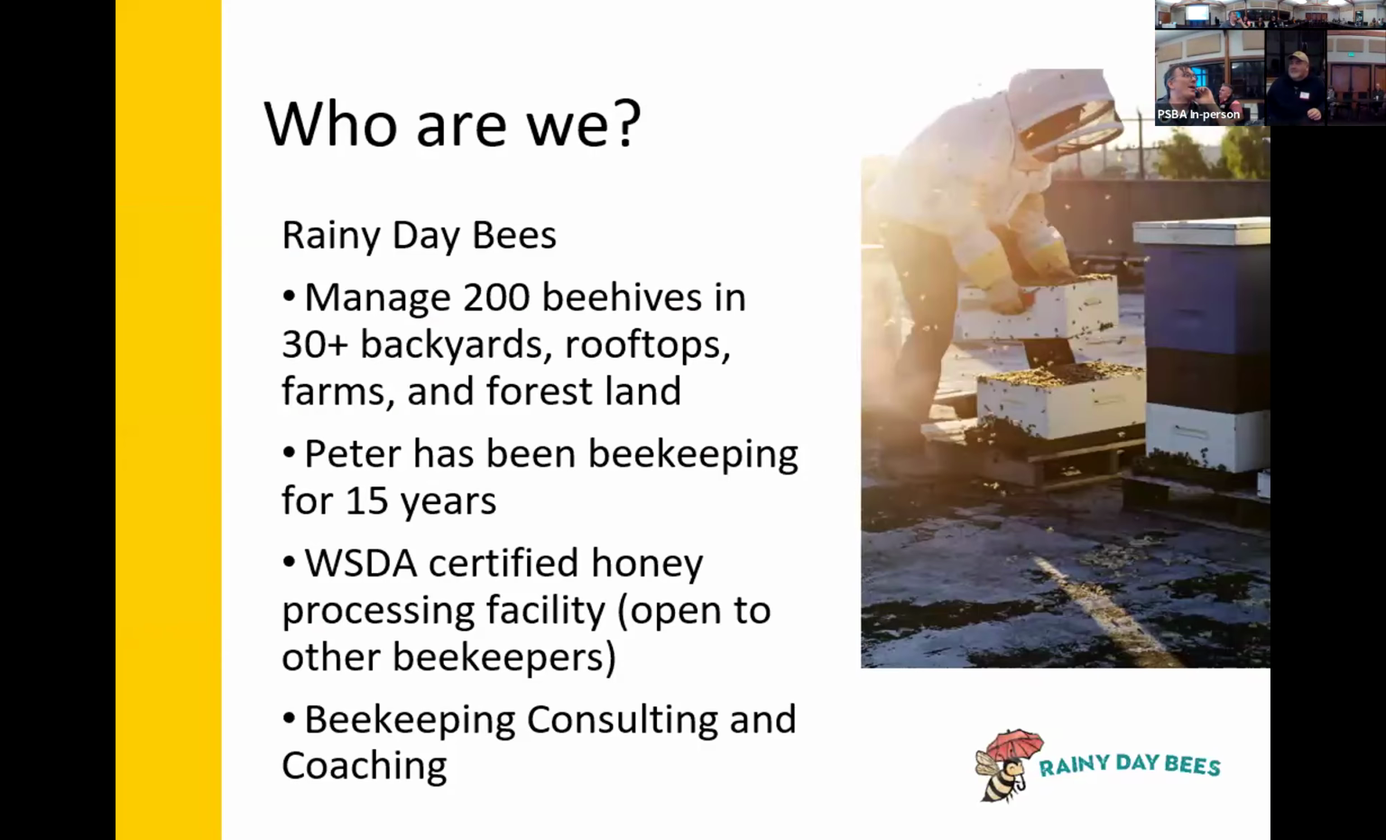So, Rainy Day Bees, we are located here in Seattle. Our headquarters is in Shoreline. We manage 200 beehives. About a third of those are in urban backyards and rooftops spread throughout Seattle and the east side. We also have some larger farms in forest land areas in Carnation and Buckley.